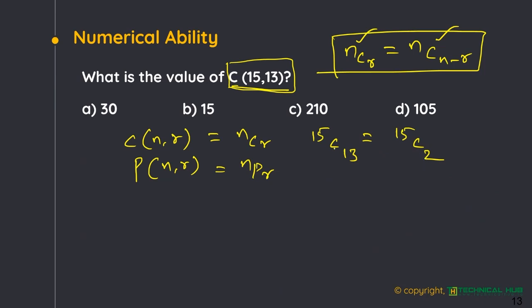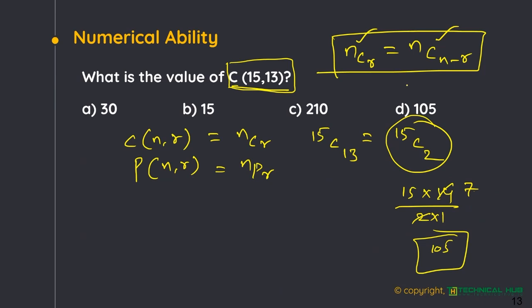Now I will calculate the value of 15C2. 15 into 14 divided by 2 factorial, 2 into 1. Here 2 1s are 2, 2 7s are 14, so 15 into 7, 105. 105 is the required answer. Option D. 105 is the right answer.